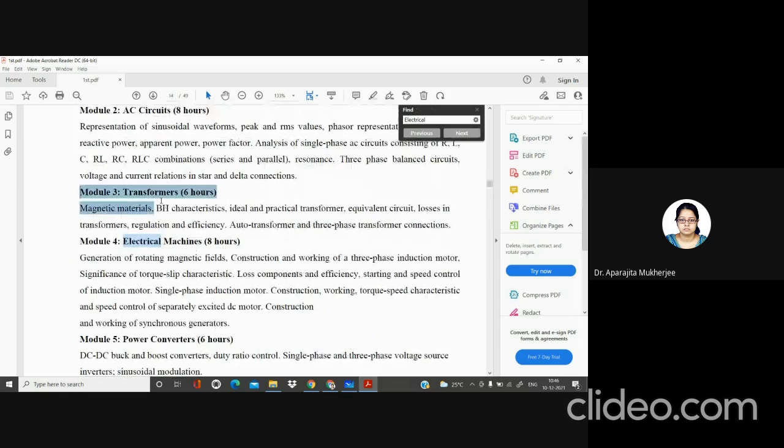Okay, so we are in module 3 and this is the magnetic materials, BH characteristic. We have studied the ideal and practical transformer and the equivalent circuit. So that much of the portion we have completed. Now next will be losses in the transformer, regulation and efficiency. So voltage regulation is there.